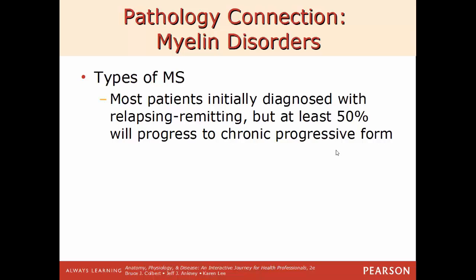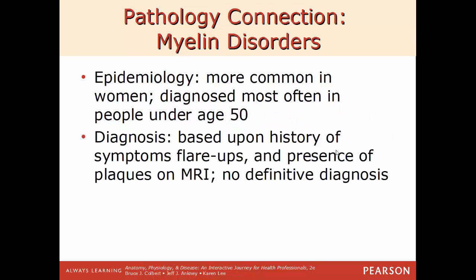Now, most patients are initially diagnosed with relapsing remitting, but at least half of those will progress to the more serious form, the chronic progressive form. Right, MS is going to be more common in women and diagnosed most often in people who are under 50 years old. A diagnosis for MS will be based on the history of the symptom flare-ups and also the presence of plaques on the MRI, but there's no definitive diagnosis.